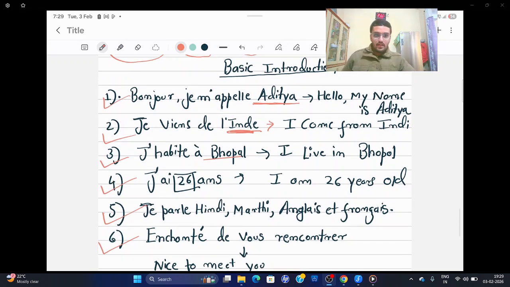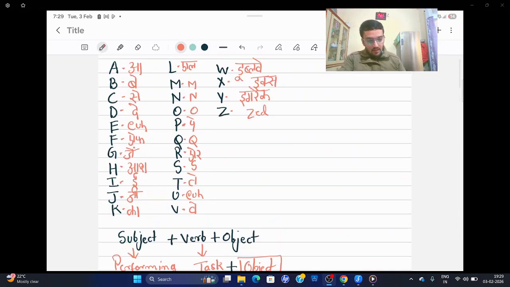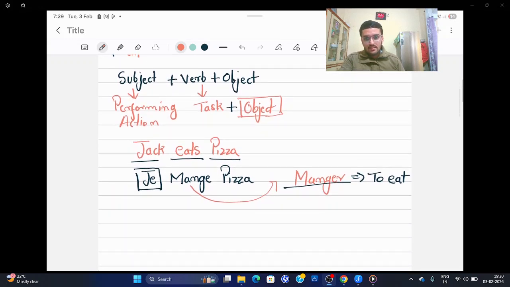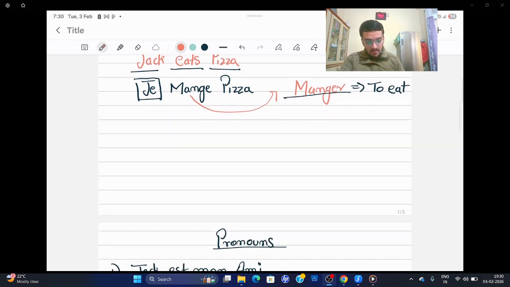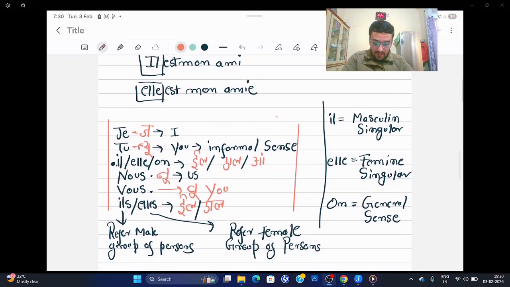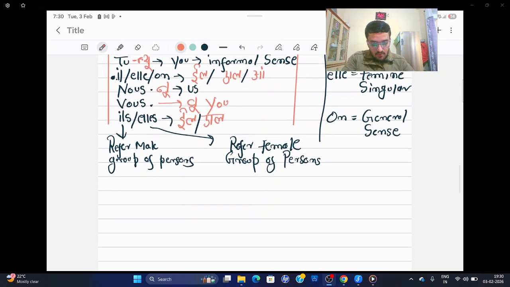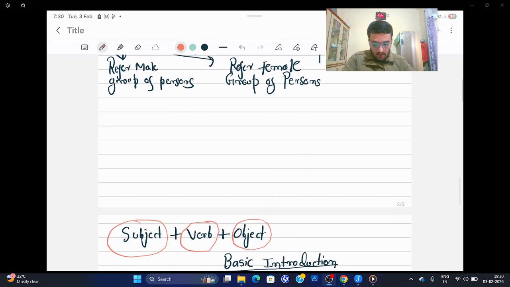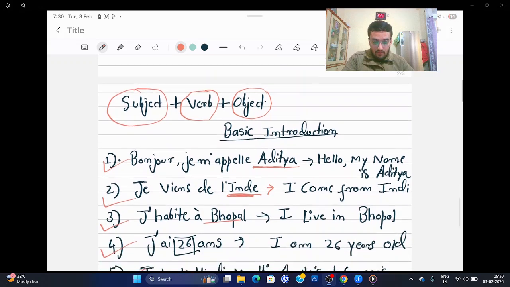I believe that you have enjoyed today's session. We learned about the French alphabets, the basic structures of French sentences, subject plus verb plus object, along with French and English sentence examples. Then we studied the different pronouns that we use in French: je, tu, il, elle, on, nous, vous, ils, and elles. Of these, we have only discussed the first pronoun, je, and using je we learned how to introduce ourselves in French.